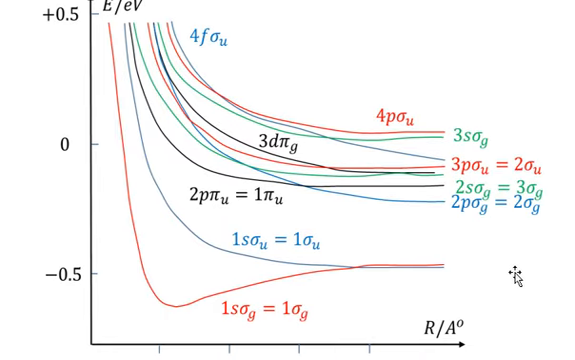Here I have shown the 10 lowest energy states for the hydrogen molecular ion. The red one, which is 1s sigma g, or simply 1 sigma g, is the lowest in energy. The other orbitals lie relatively higher in energy with respect to it.